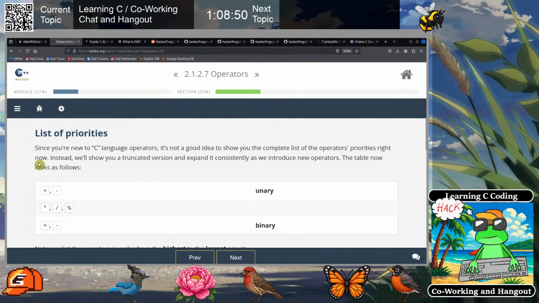So, list of priorities. Since you're new to C language operators, it's not a good idea to show you the complete list of the operators' priorities right now. Instead, we'll show you a truncated version and expand it consistently when we introduce new operators. The table now looks like this.